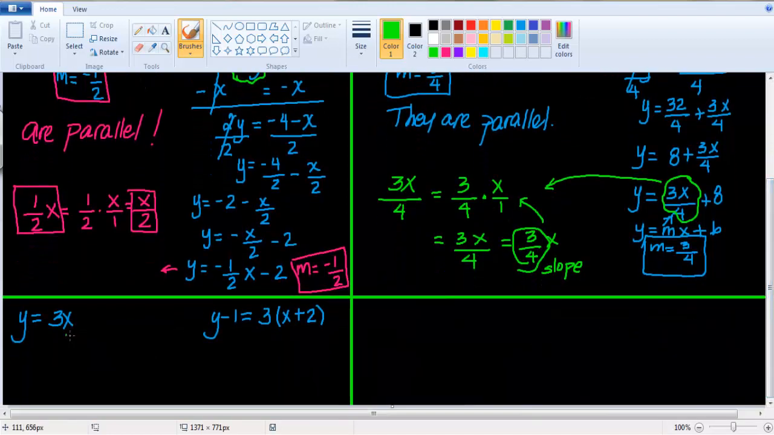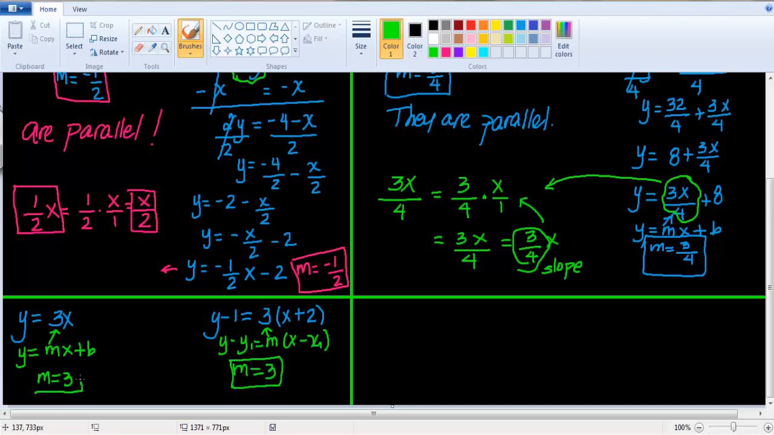Our last example, I have y is equal to 3x and y minus 1 is 3 times x plus 2. This equation is written in slope-intercept form, mx plus b, where in this case b is 0 because there's no b, but I do see the slope. Slope is 3. In this example, this is written in point-slope form, in this form. And very easily, I can see that the slope is 3. I have the same slopes. That means that these two lines are parallel.